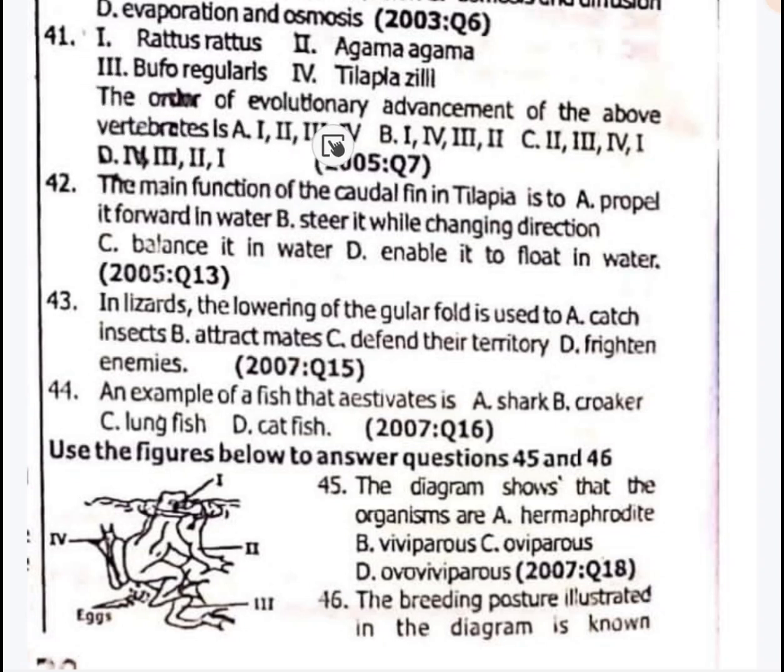The order of evolutionary advancement of the above vertebrate, question 41, is option D. And I'll tell you why. Tilapia comes first before Bufo regularis. Bufo regularis is also called common toad, okay? Next is agama, which is agama lizard, and ratus is also called rat. That's its zoological name, ratus. So question 41 is option D.